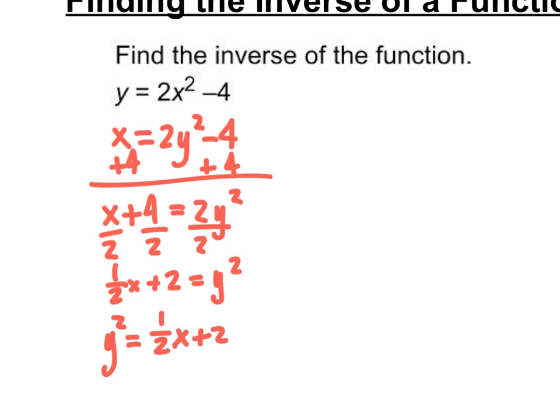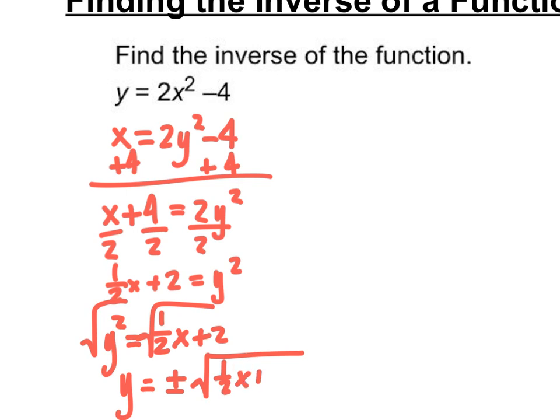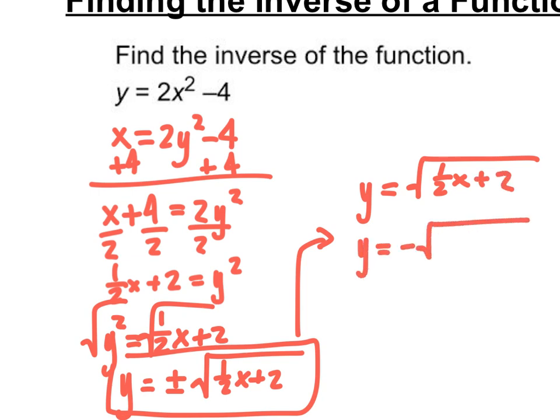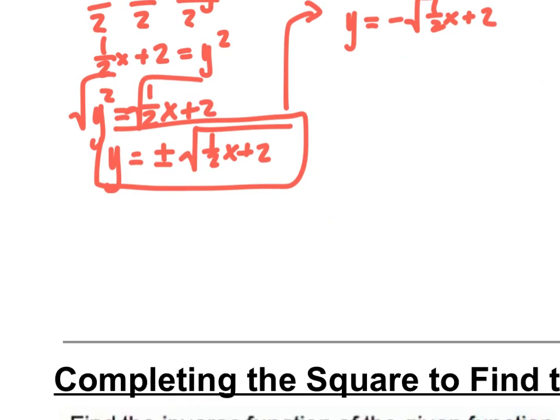Then if I take the square root of both sides, I get y is equal to plus or minus the square root of 1/2 x plus 2. That's my inverse, and we would have two different functions there. We'd have y is equal to the square root of 1/2 x plus 2, and y is equal to the negative square root of 1/2 x plus 2. So you have both. Let's go ahead and move on down to the next one.